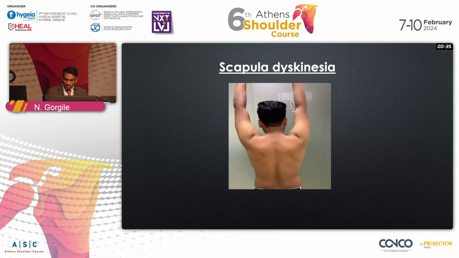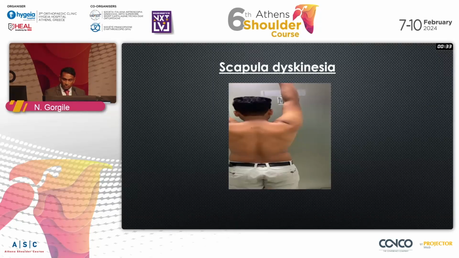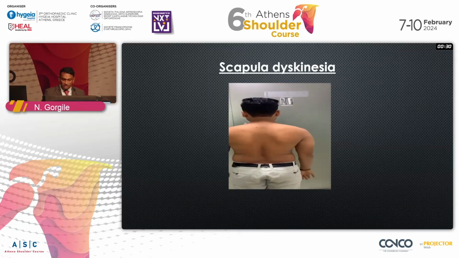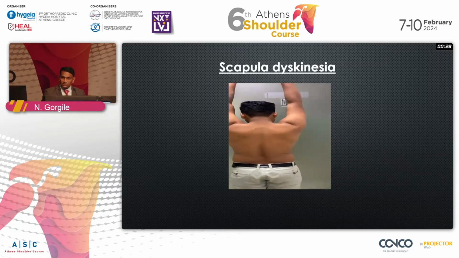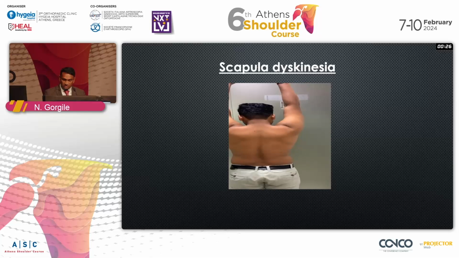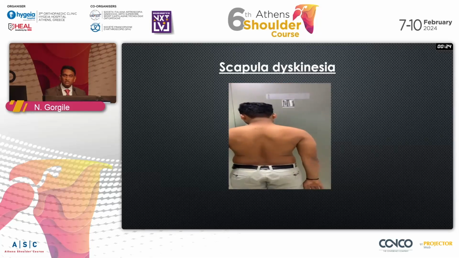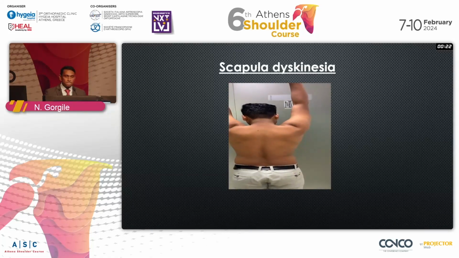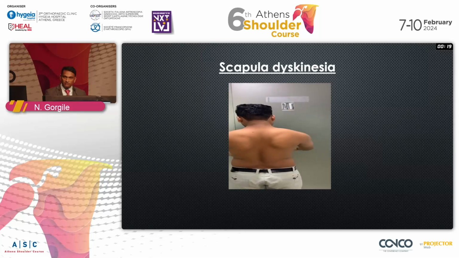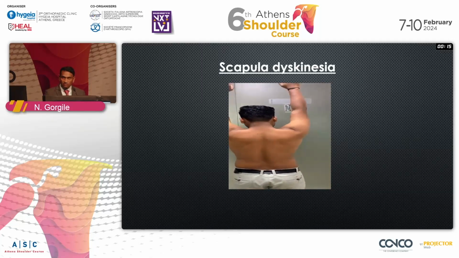So this is the scapular dyskinesia, and we know that scapular dyskinesia is very common in this group of patients. So it is very important to look for this scapular dyskinesia and how it acts, because it makes the cuff ineffective by affecting the length-tension relationship of the rotator cuff muscles.